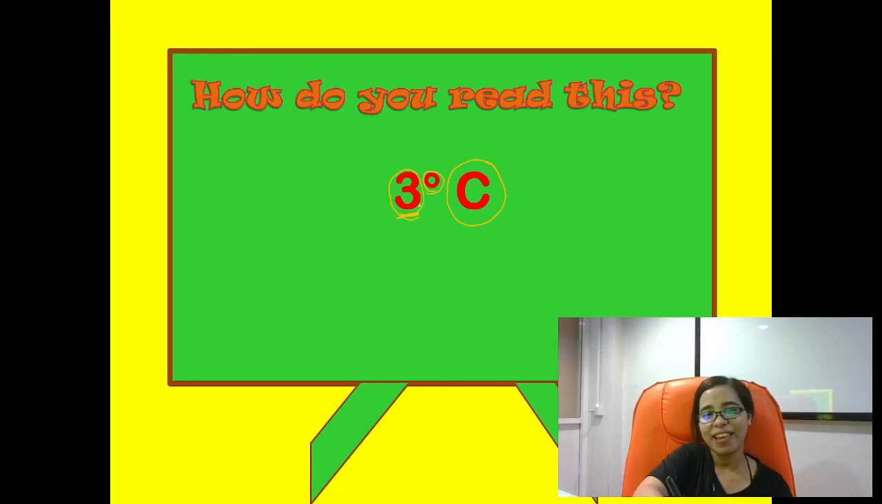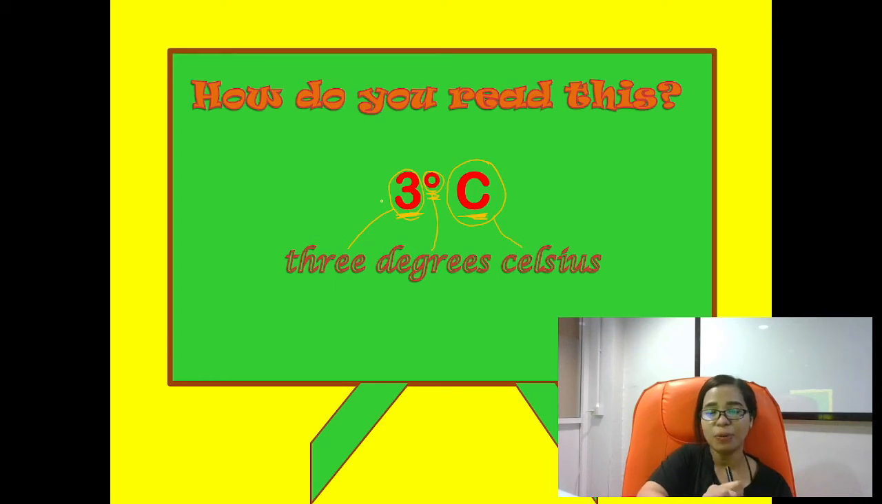Okay, so we have here 3 degrees Celsius. 3 degrees Celsius. So let's take a look if it is correct. Okay, it's correct. 3 degrees Celsius. It's cold. If it is like this temperature, it's cold. It's 3 degrees Celsius. It's cold already.